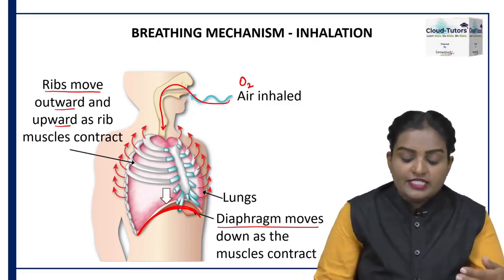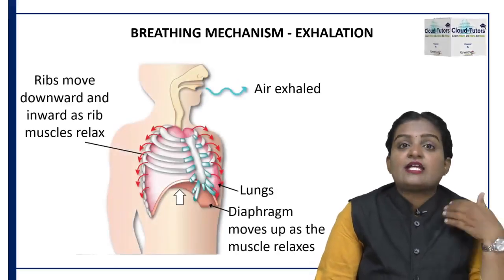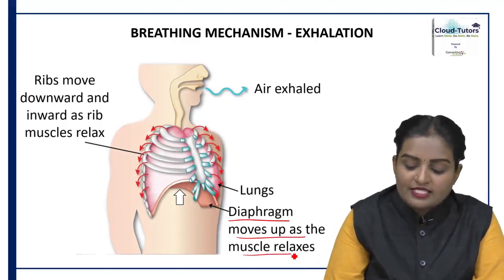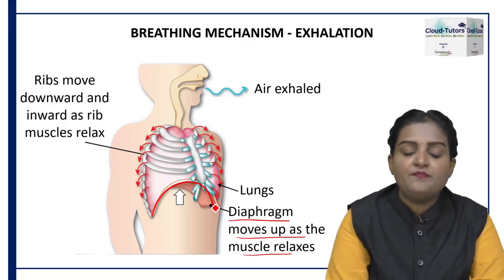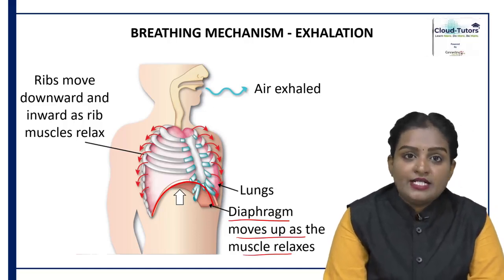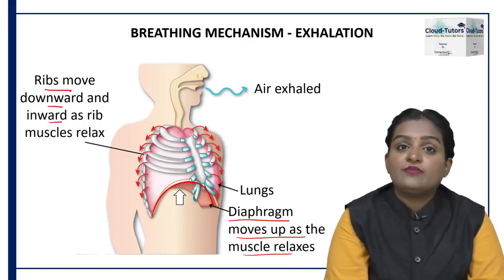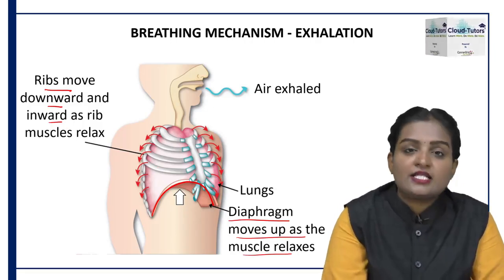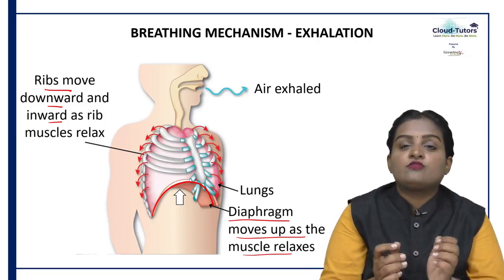Whereas the opposite occurs during exhalation. That is, when air has to go out, the diaphragm moves up as the muscle relaxes. It makes a dome-shaped structure. And simultaneously, the ribs move downward and inward, and the muscles will relax. This will make the pulmonary cavity become smaller.